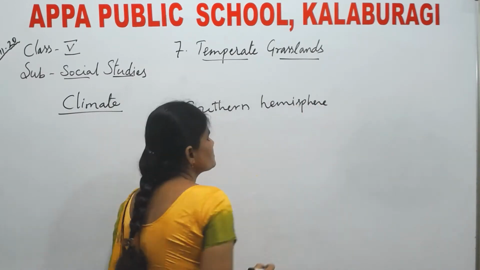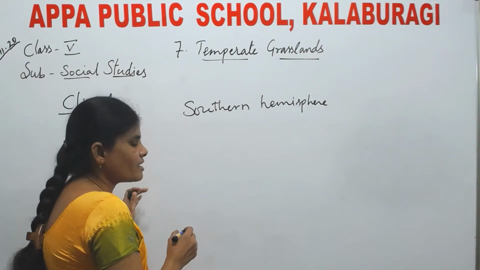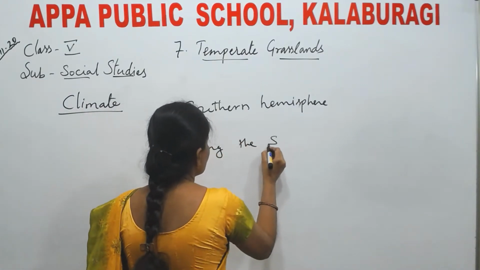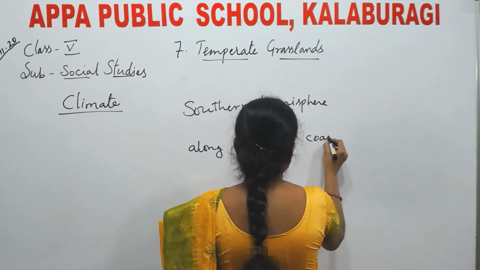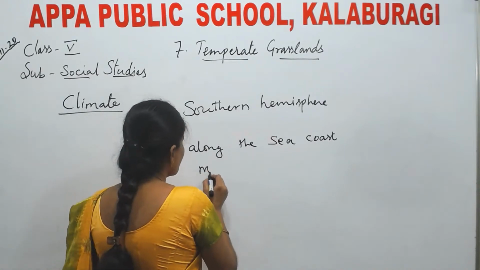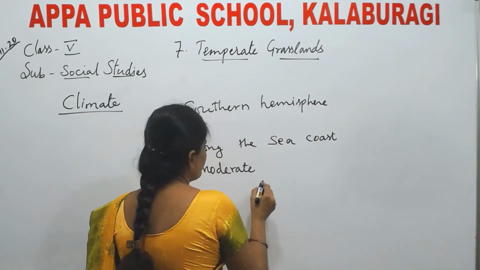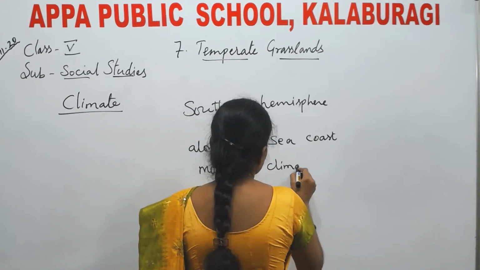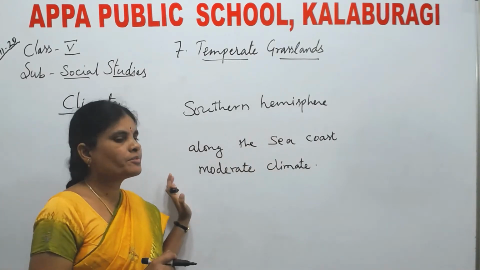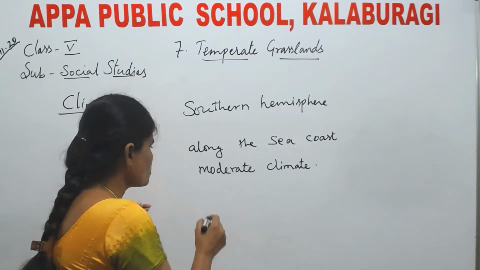Okay, the grasslands which are located in the southern hemisphere are located along the sea coast. That is why they experience a moderate type of climate. What do you mean by moderate type of climate?